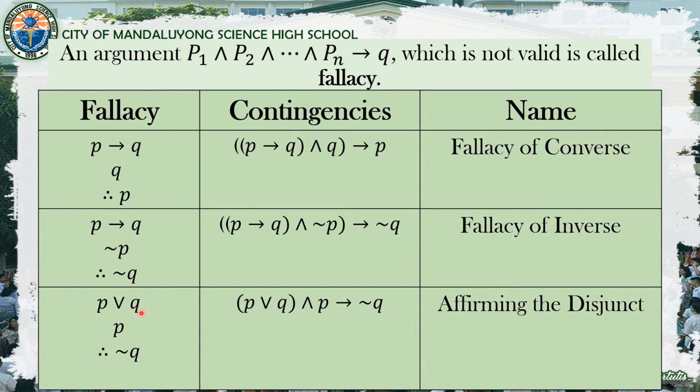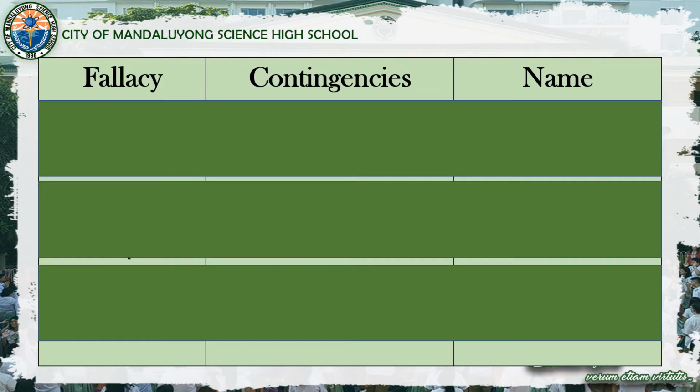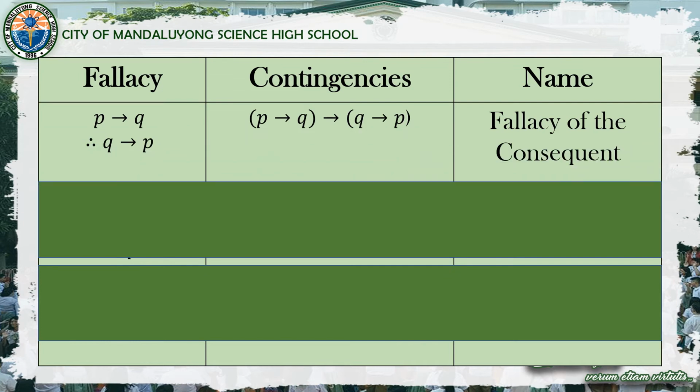Next, we have the P or Q and P implies not Q. This is affirming the disjunct. So, ito naman, these are the fallacies that is not valid. Okay? Or it is not considered as a tautology. Okay, and then another, eto pa, we still have 3 more. We have the P implies Q, therefore Q implies P. This is known as the fallacy of the consequent.